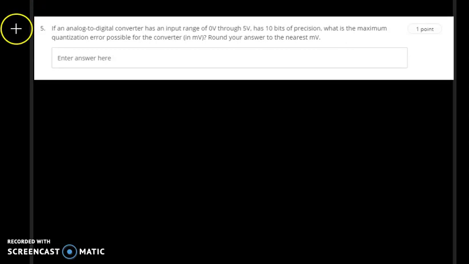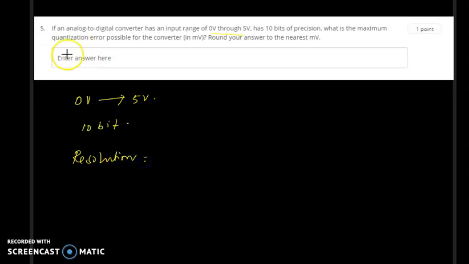Coming to the fifth question of week 3, the question reads: if an analog to digital converter has an input range of 0 volt through 5 volt, so the measuring range is 0 to 5 volt, and it has 10 bit of precision, what is the maximum quantization error? Before moving to the quantization error, we need to find the resolution. Once we find the resolution, it is very easy to find the quantization error.